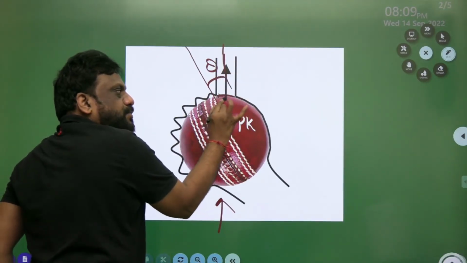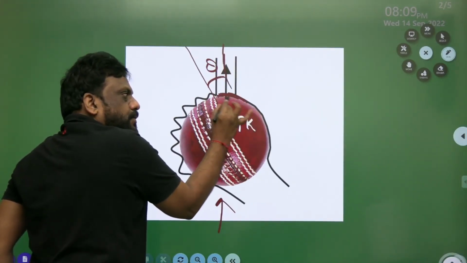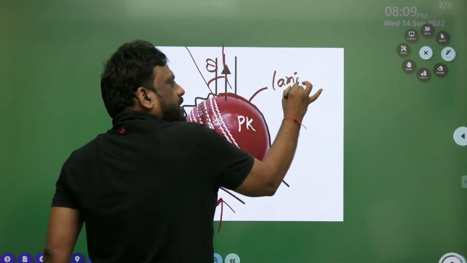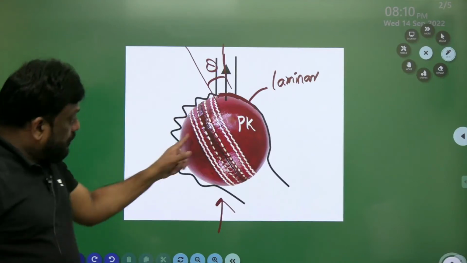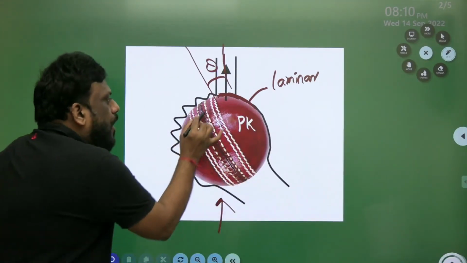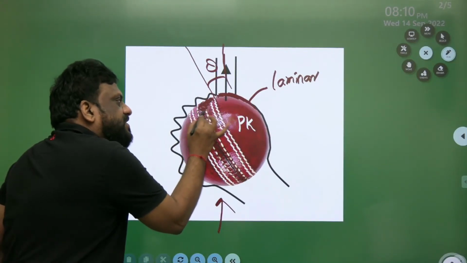And you know, this is smooth because the ball is new. So this is smooth. Therefore, it will be laminar. Now you may be wondering, sir, this is also smooth now. The ball is new. It will also be laminar. Wait. And already there is stitching here, a seam here.